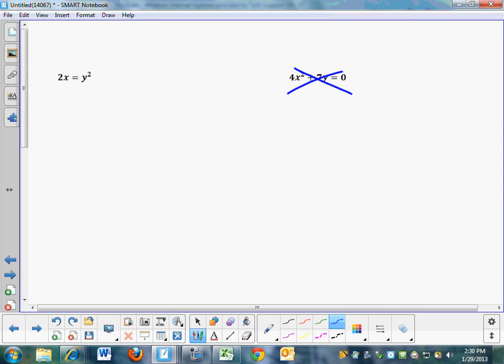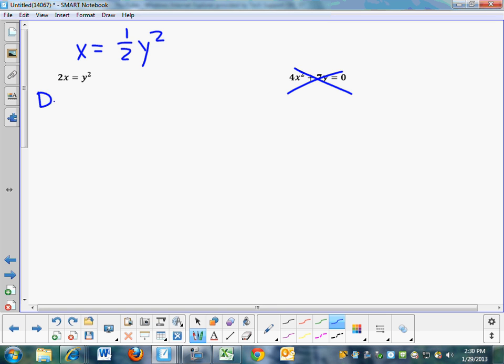I don't want to do that one. I want to do this one. 2x equals y squared. What do you think? Divide by 2. Good. X equals 1 over 2 y squared. Graph it. List all the important characteristics.